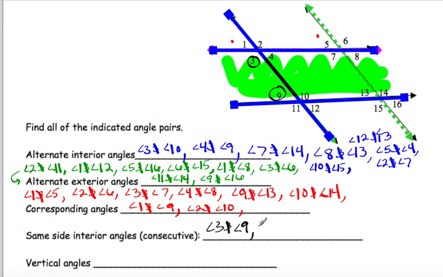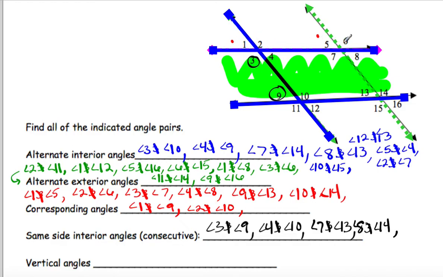Angle 4 and angle 10. 7 and 13. And 8 and 14. So those are between the top and the bottom line, and they're on the same side of the transversal. Over here, 3 and 9 are on this blue transversal. 4 and 10 are also along the blue transversal. 7 and 13 are using the green transversal, and 8 and 14 are also using the green transversal.